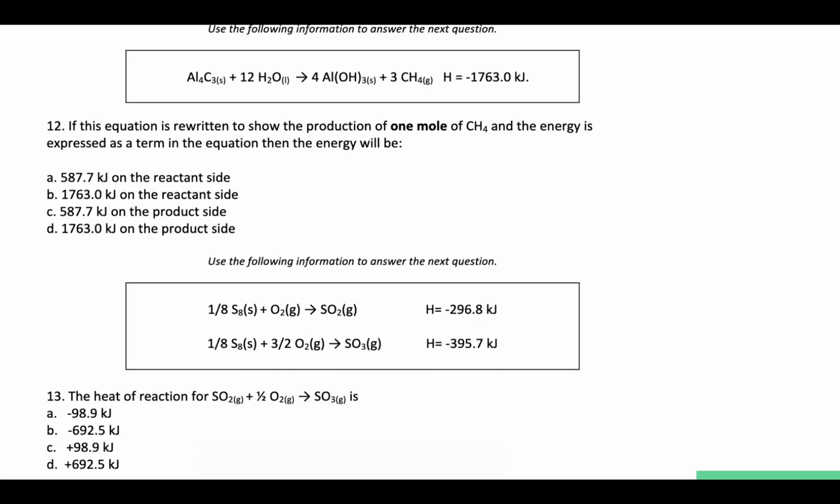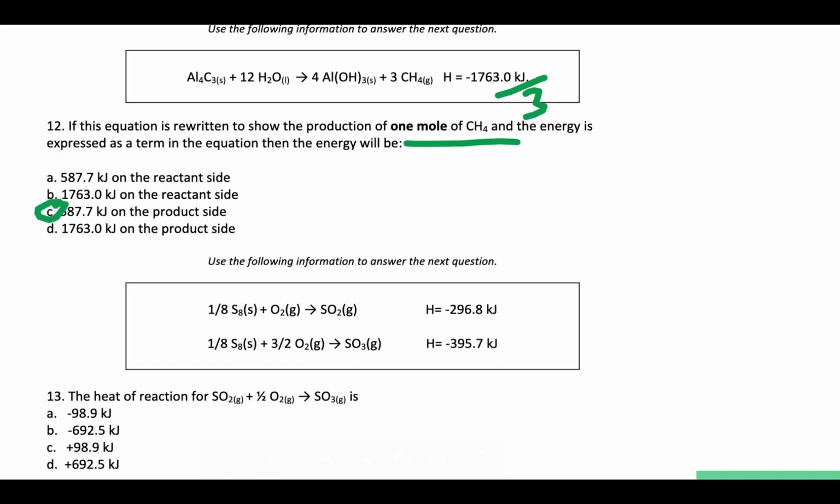All right. So question 12 and question 13. In this question 12, we have the equation, we have the delta H, and then it's just asking for 1 mole of CH4. If we were to do that, we'd notice that this equation is showing us 3 moles. So we just have to divide this value by 3, and we get negative 587.7, and that should be on the product side to represent that it is negative.